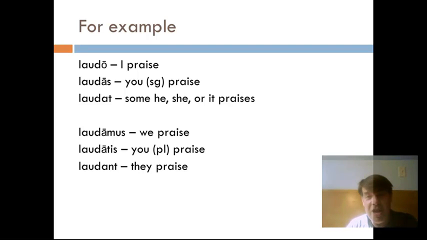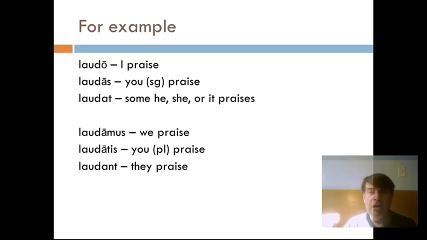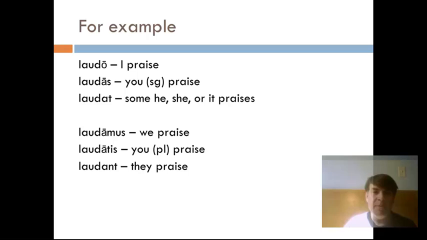The TIS tells you that the subject is a y'all, or a you plural. And then the NT tells you that the subject is a they. So O-S-T, M-U-S-T-I-S-N-T. That's just a quick way to capture, in one fell swoop, the entire set of basic verb endings.